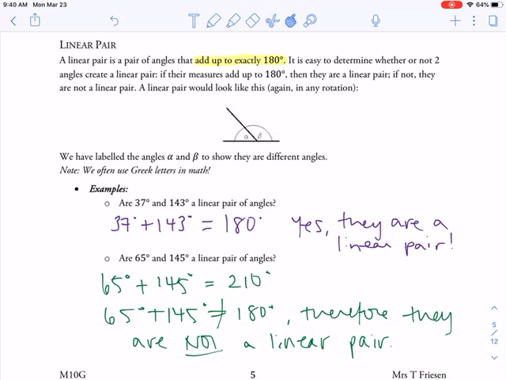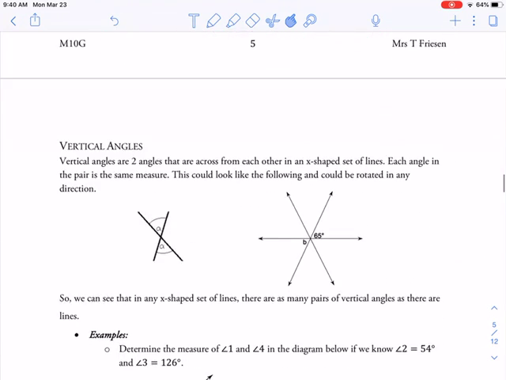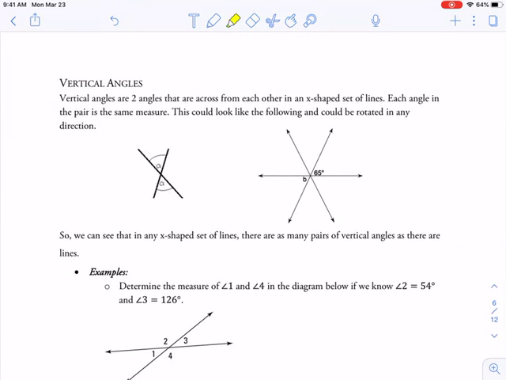Let's keep moving. If you have questions about those, of course, just message me in the chat. The next type of angle pair we're going to look at is vertical angles, and vertical angles are across from each other. That's the key here. In an X-shaped set of lines or more than X. What I mean by that is an X-shaped set of lines is like here, right? It's two lines that intersect, but we could also have an X with extra lines, and that's all right as well.